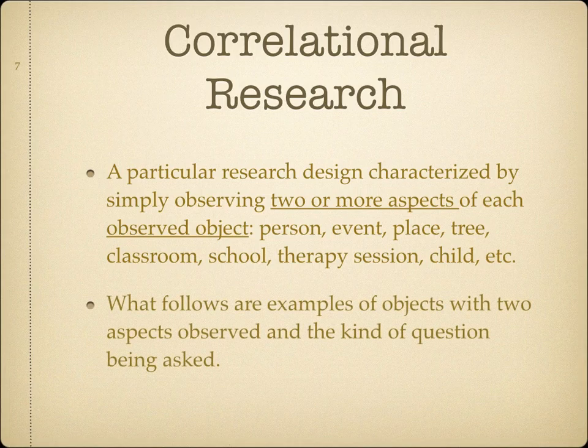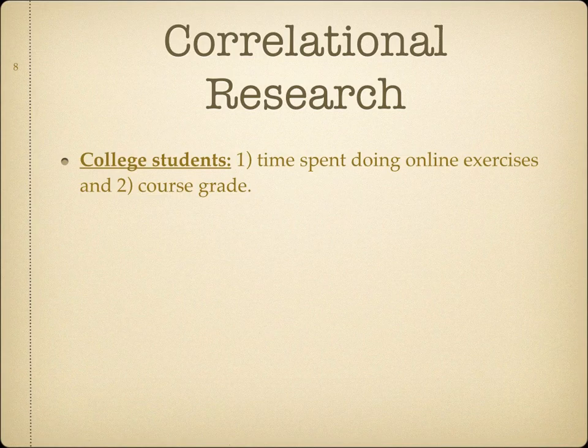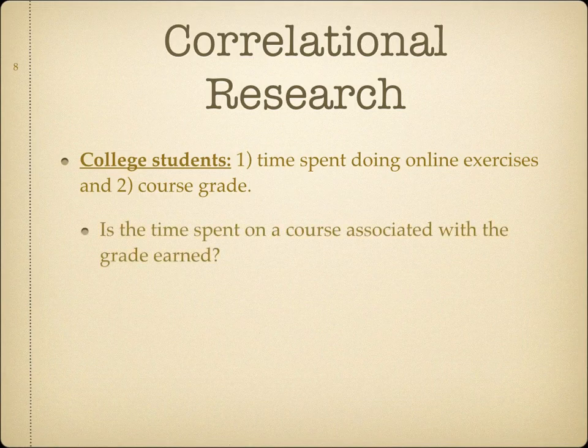So I'm going to give a few examples of some of these aspects of these objects with two or more aspects observed, and the kind of research question we might be interested in asking in those situations. For instance, we might be observing college students, and we could observe the time they spent doing online exercises and their course grade, with a research goal of determining is the time spent on a course associated with the grade earned.